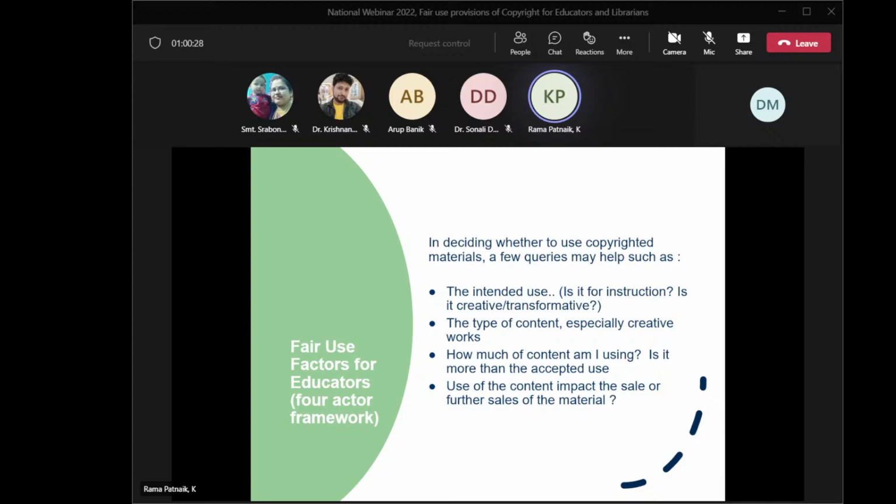And then how much of the content am I using? Is it more than the accepted use? If I'm using more, then will it impact the publisher in terms of the sales of the material? Like if I'm using 4 to 5 chapters of the book, then distributing it and using it again and again for multiple terms and multiple courses, somewhere the copyright holder or the publisher will be impacted in sales, because nobody will buy the copies if certain chapters which are taught for a specific course are available freely.